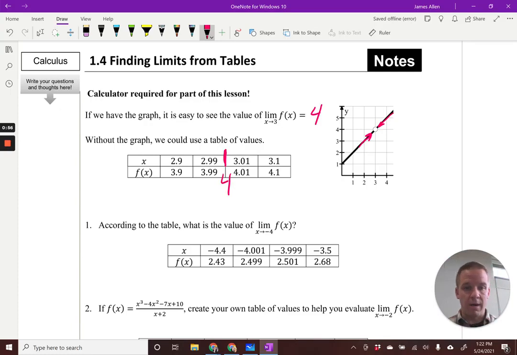Now on that graph, it's a hole in the graph. There's no value there, but it's approaching 4. So that's the basic idea of tables. Some of them will be a little more challenging than others, but let's take a look.